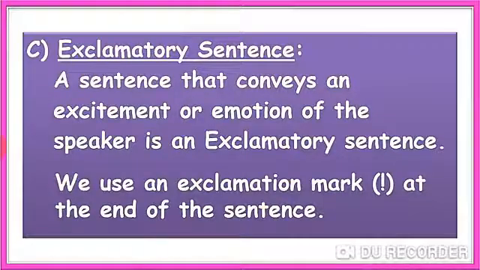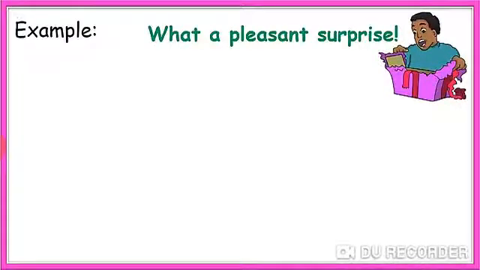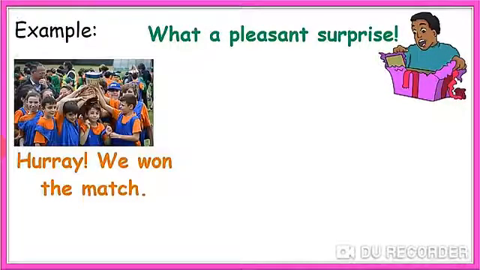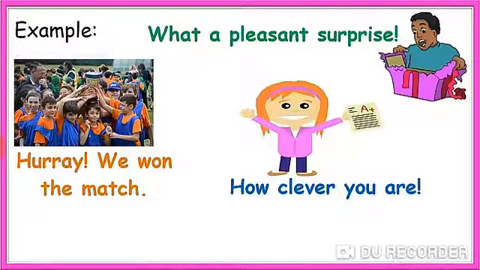Now let's look at the third type of sentence, which is an exclamatory sentence. A sentence that conveys an excitement or emotion of the speaker is an exclamatory sentence. We use an exclamation mark at the end of the sentence. Let's look at some examples for the exclamatory sentence. What a pleasant surprise! Hooray! We won the match! How clever you are!